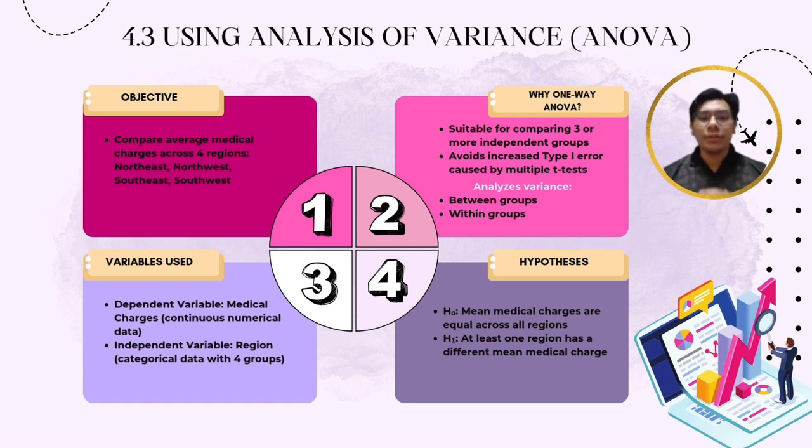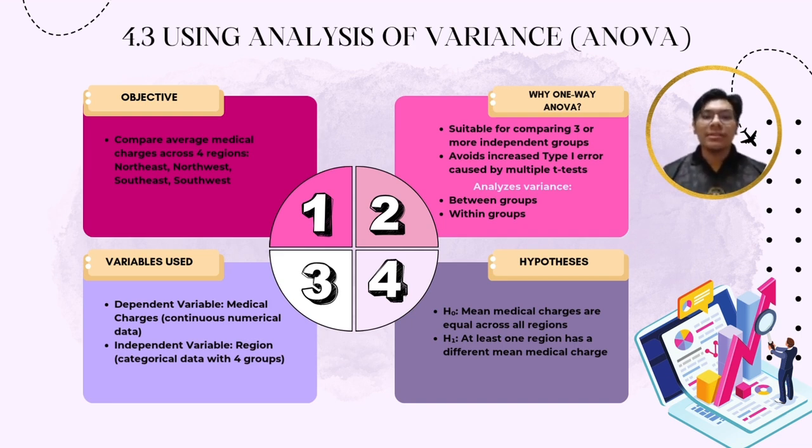I will explain the use of one-way ANOVA in this study. The purpose of this analysis is to compare the average medical charges among policyholders from 4 different regions, which are Northeast, Northwest, Southeast and Southwest. We use one-way ANOVA because it is suitable for comparing the mean value of 3 or more independent groups. Compared to using multiple t-tests, ANOVA helps reduce the risk of type 1 error, which means falsely detecting a difference when there is actually none.